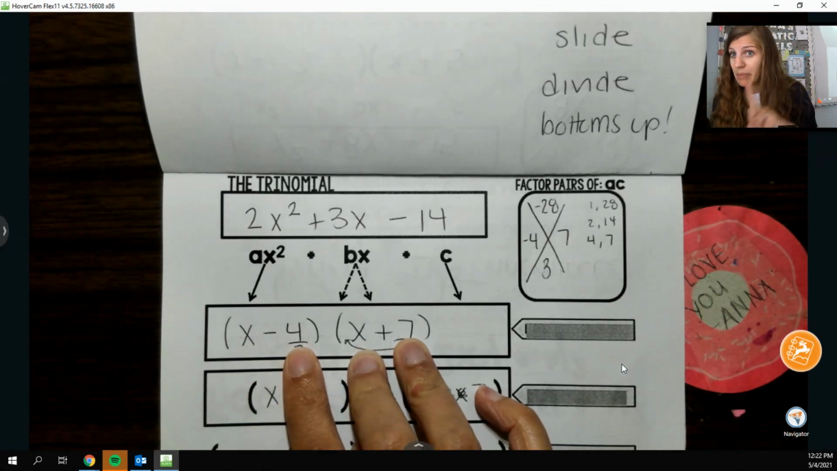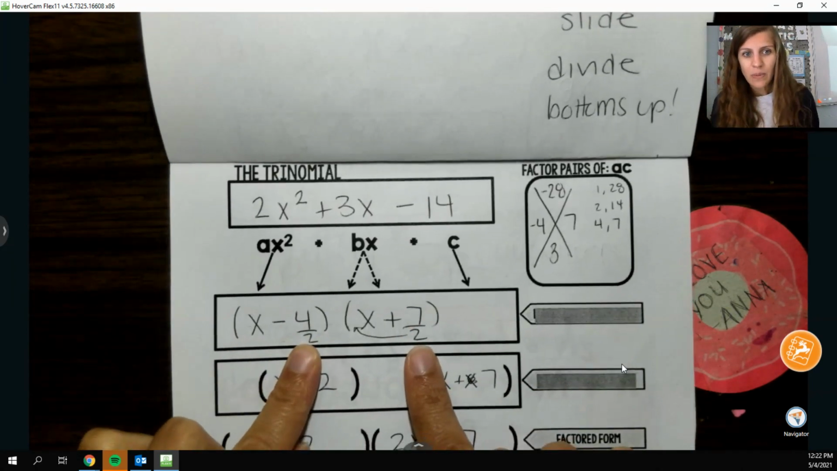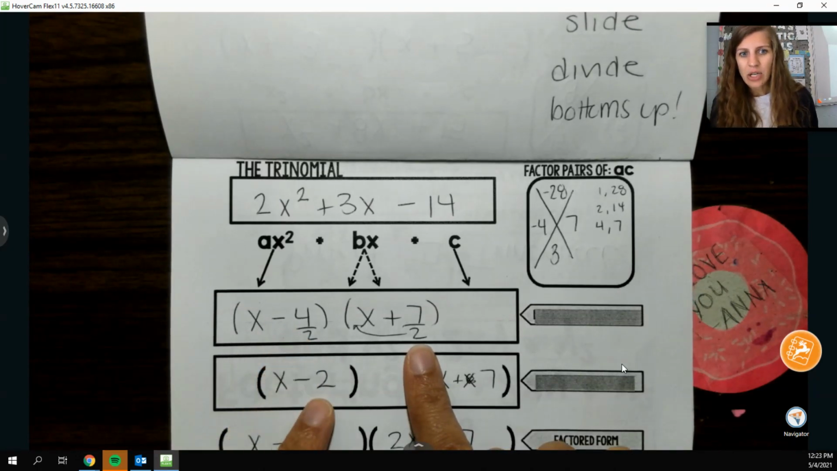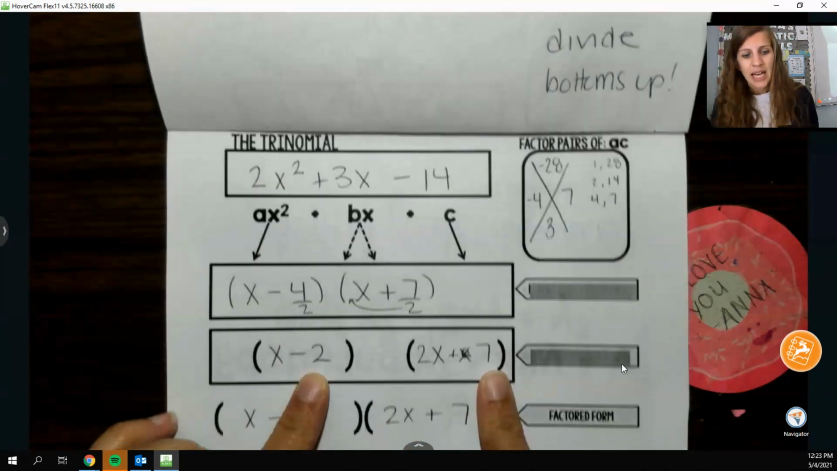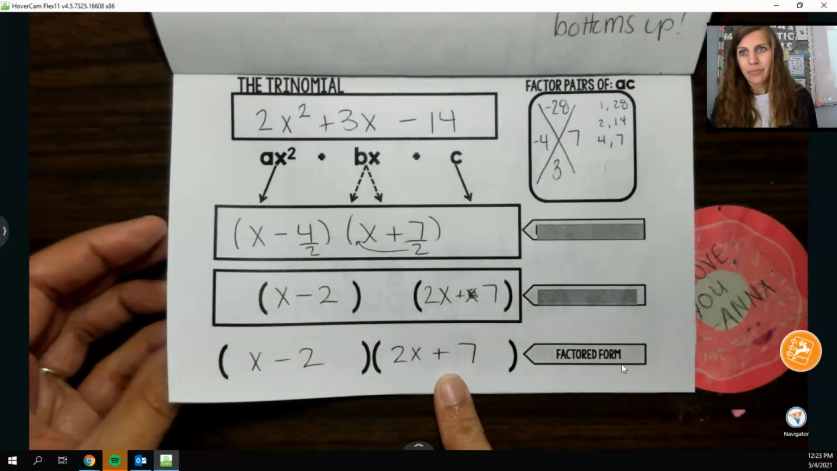But because I slid that 2 over, I got to divide that 2 out. Like, it's kind of illegal for me to multiply that 2. So now I got to undo that I did that. So I divide each thing by 2. And if I can divide, I will. So like 4 divided by 2 is 2. But if not, bottoms up. And so we get 2x plus 7. And so our fully factored form is x minus 2, 2x plus 7.